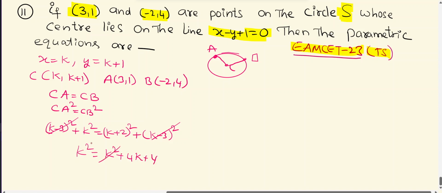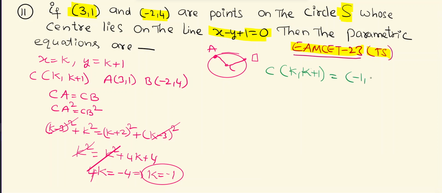Here k square cancels, so 4k is equal to minus 4. So from this, k is equal to minus 1. This is the value of k. Substituting in the center, therefore the center is (k, minus k, k plus 1). Substituting k is equal to minus 1, this is minus 1, minus 1 plus 1 is 0. This is the center of the circle.